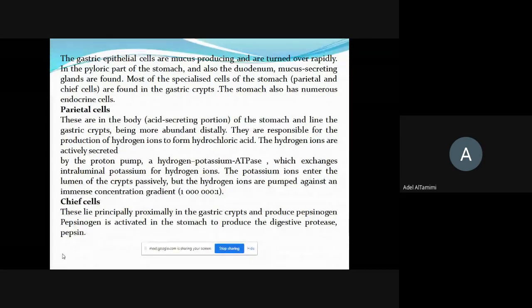Most of the specialized cells of the stomach are the mucosal cells, the mucus producing cells. There are also specialized cells in the stomach which are responsible for secretion of acid and pepsin, called parietal and chief cells, found in the gastric crypt. As you know, within the epithelial layer there is a gastric crypt, and the gastric crypt is lined by the parietal and the chief cells.